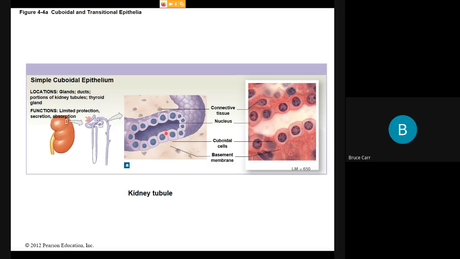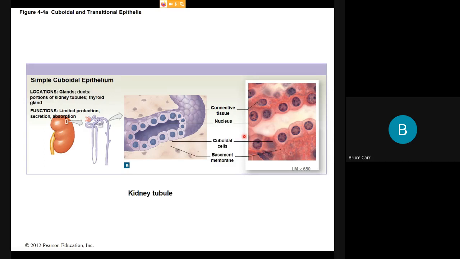We can see these cuboidal cells maintaining the integrity of these tiny tubes. They may be small, but they must be tight to hold the processed urine as it's being made and flowing around. And then here is a basement membrane type structure.